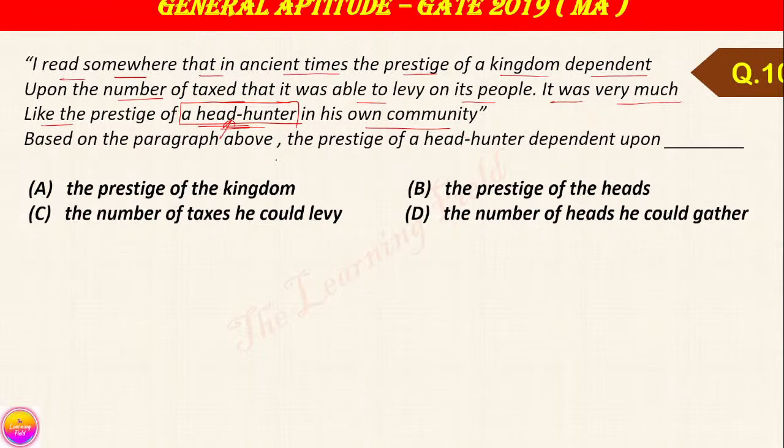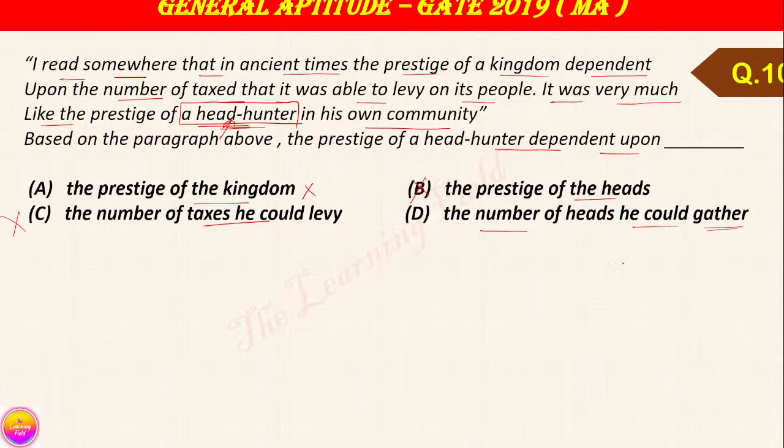So based on the paragraph above, the prestige of the headhunter depended upon what? Okay, so the prestige of a kingdom, no, it's not like that. Okay, because anyone who takes a greater number of heads gets more prestige from his community. The paragraph says it like this. Okay, so the prestige of the heads, no, it's also not correct. The number of taxes he could levy, no, this is also not correct. The correct option is the number of heads he could gather.